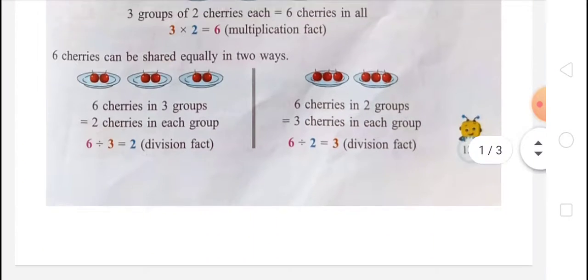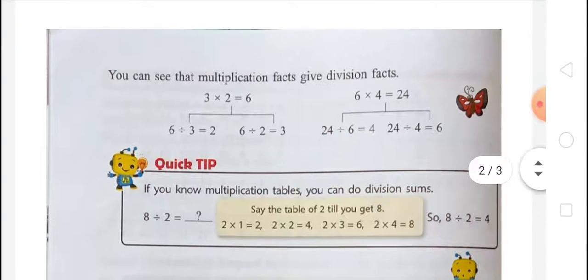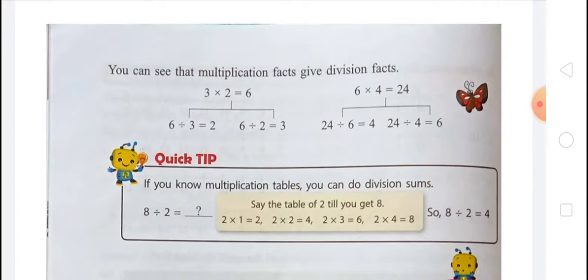You can see that a multiplication fact gives division facts. 3 multiplied by 2 equals 6 gives 2 division facts: 6 divided by 3 equals 2 and 6 divided by 2 equals 3. Next multiplication fact, 6 multiplied by 4 equals 24, gives 2 division facts: 24 divided by 6 equals 4 and 24 divided by 4 equals 6. If you know multiplication tables, you can do division sums.